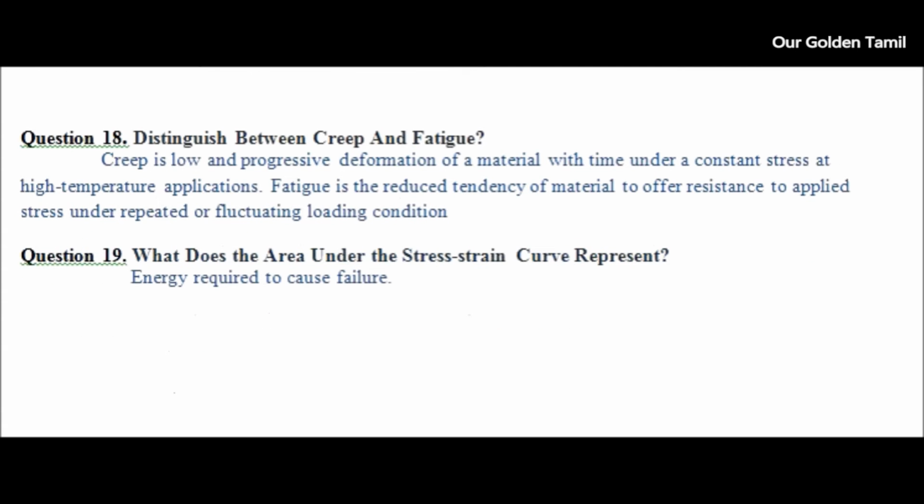Question 18. Distinguish between creep and fatigue. Creep is slow and progressive deformation of a material with time under a constant stress at high temperature applications. Fatigue is the reduced tendency of material to offer resistance to applied stress under repeated or fluctuating loading condition. Question 19. What does the area under the stress-strain curve represent? Energy required to cause failure.